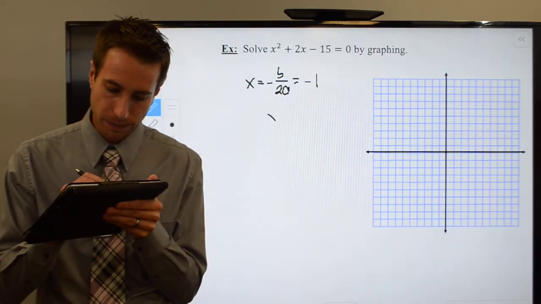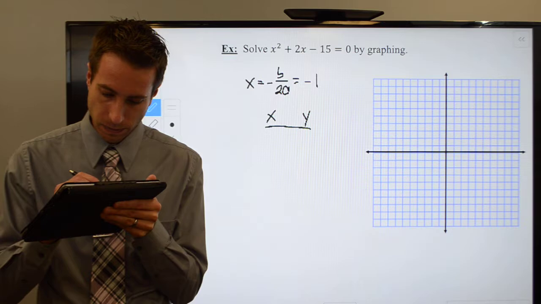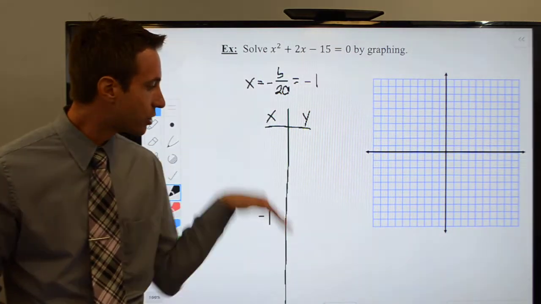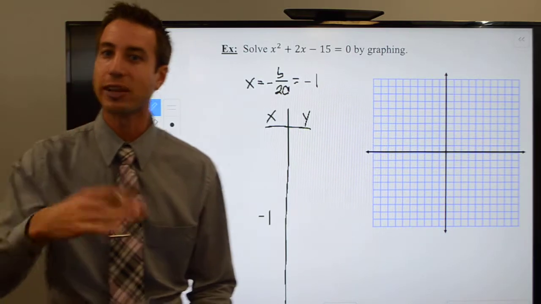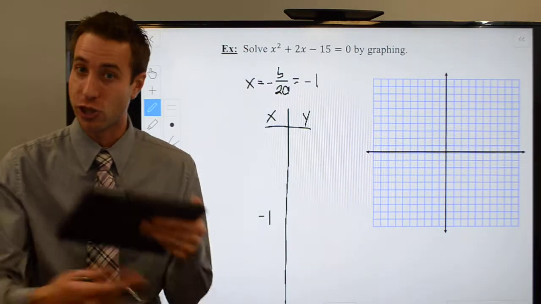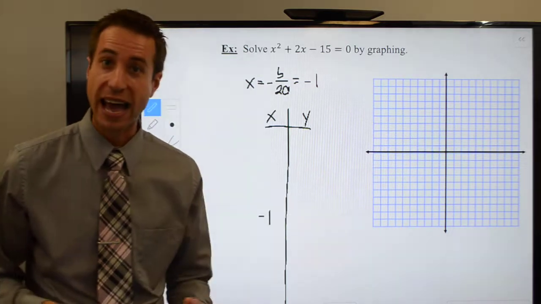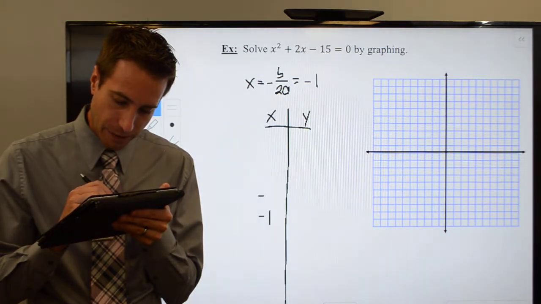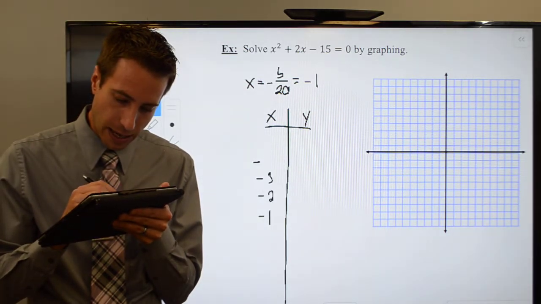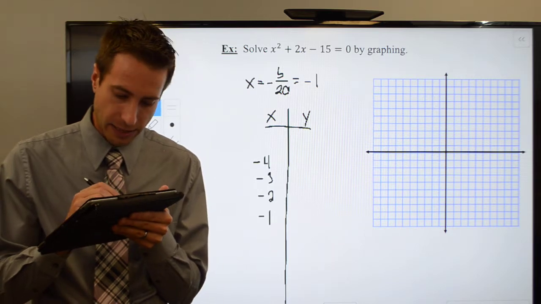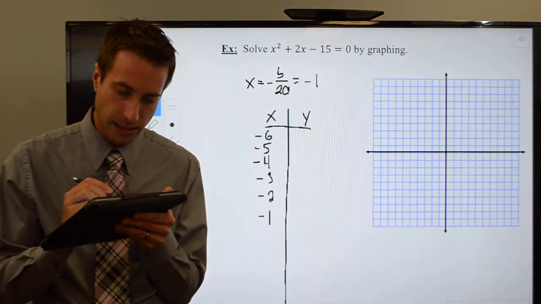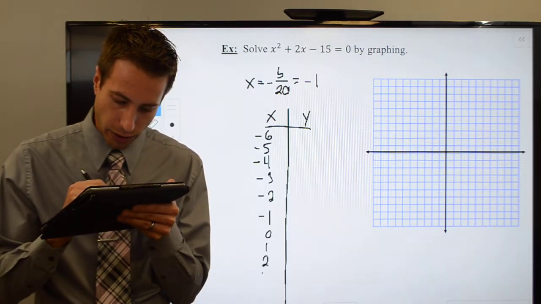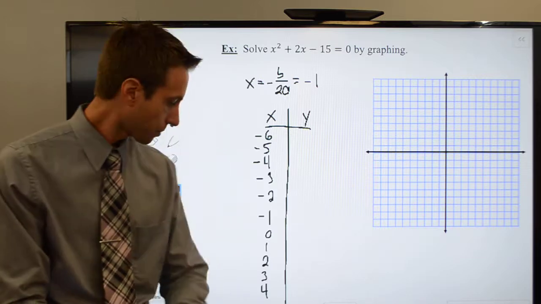Here we go. I start my table with negative 1. Remember, we're going to go several points in either direction. You only have to do half of it because it'll be mirror images on either side of that axis of symmetry. So negative 1, negative 2, negative 3, negative 4, negative 5, negative 6. In the other direction, it'd be 0, 1, 2, 3, and 4.